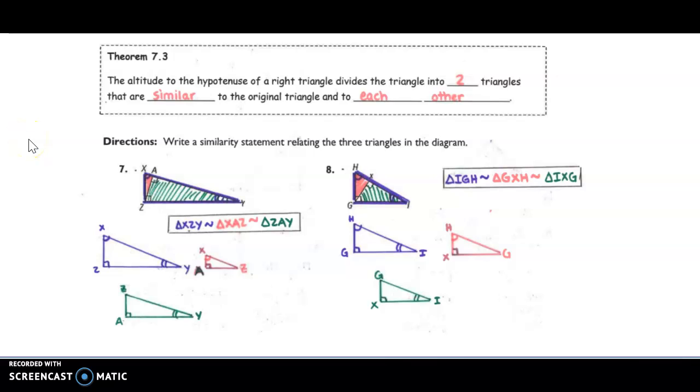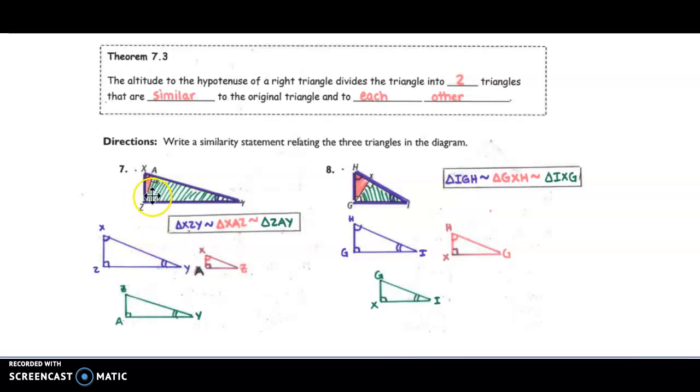Here, theorem 7.3: the altitude to the hypotenuse of a right triangle divides the triangle into two triangles that are similar to the original triangle and to each other. All that to say that there are three similar triangles. It can be a little confusing, and hopefully you're going to read over these notes carefully. But one thing that might be helpful is to draw the triangles in the same orientation with corresponding parts.